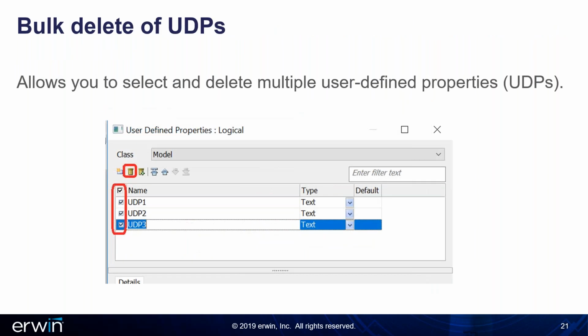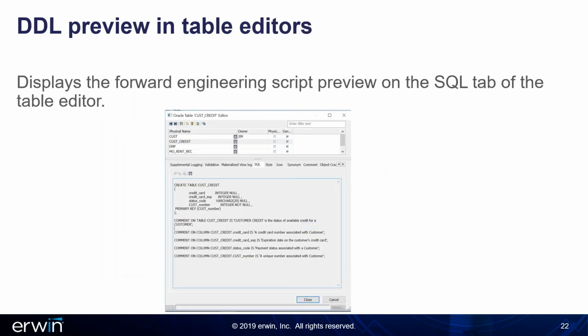We have bulk delete of UDPs. We can now select and delete multiple user-defined properties in one shot. In the past, we weren't able to do this. You had to do them individually. We have a DDL preview in the table editor. So in the SQL tab in the table editor, it'll display the forward engineering script preview for the create table statements.